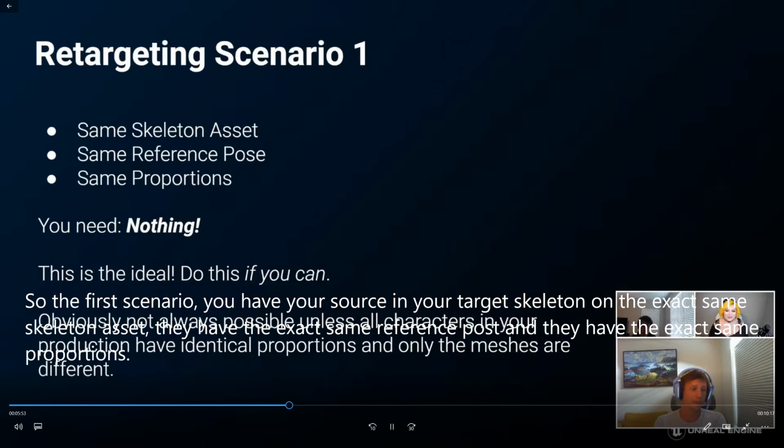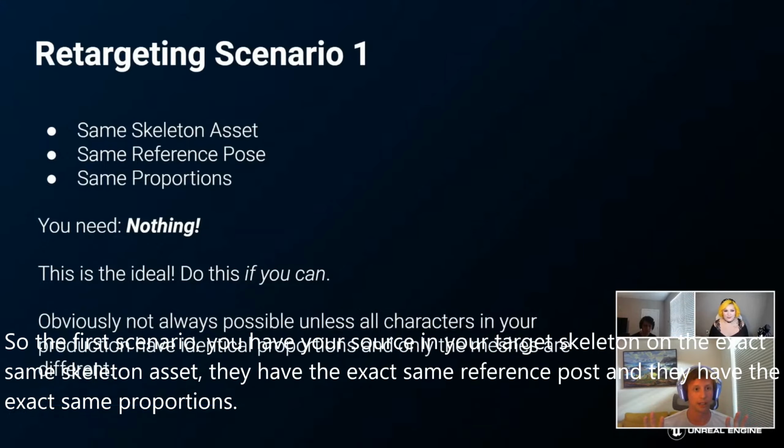So the first scenario, you have your source and your target on the exact same skeleton asset. They have the exact same reference pose and they have the exact same proportions.